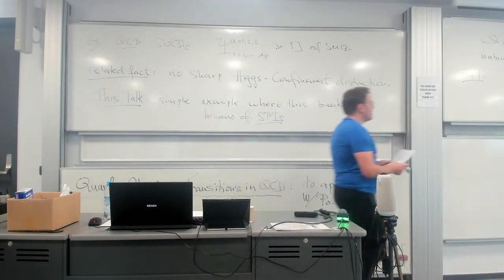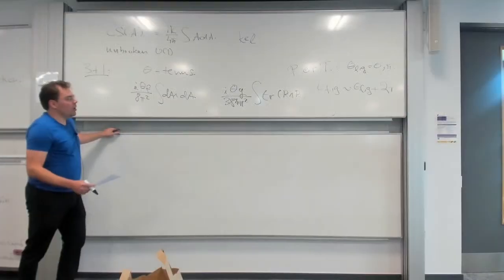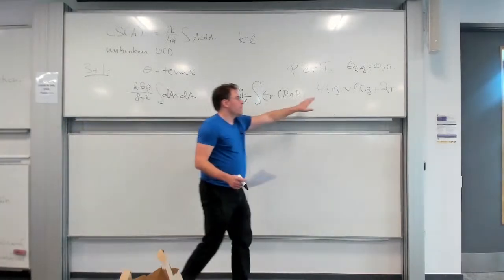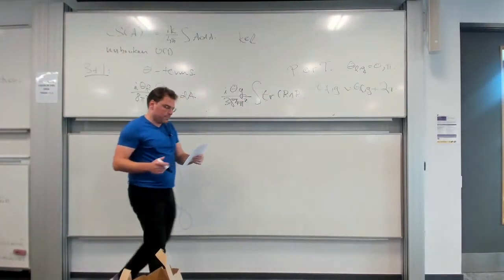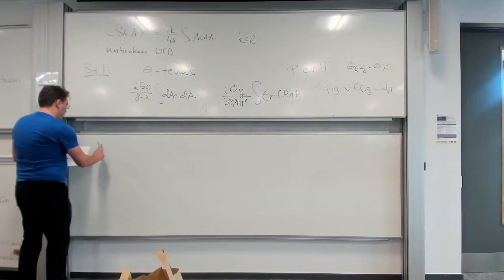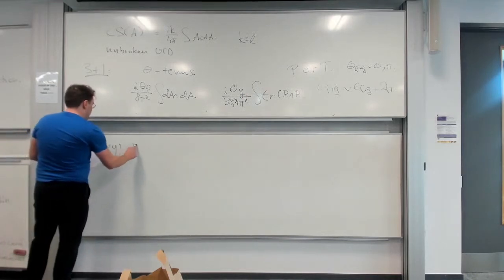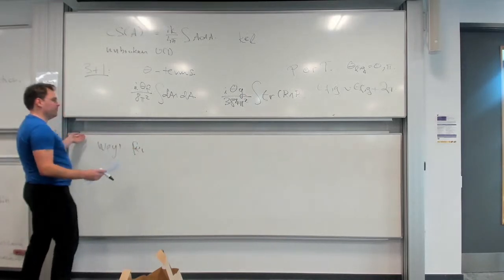So what's the simplest example of an SPT with gravitational theta angle equals pi? Well, you can take a Majorana fermion. I guess I need to move this up.